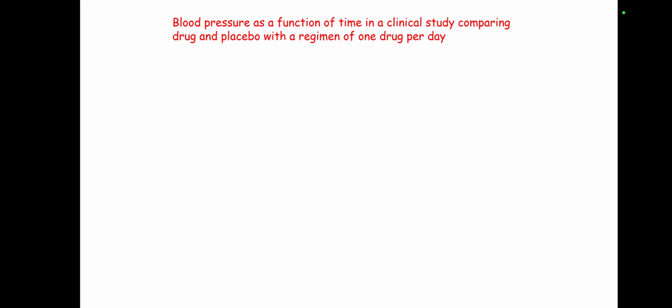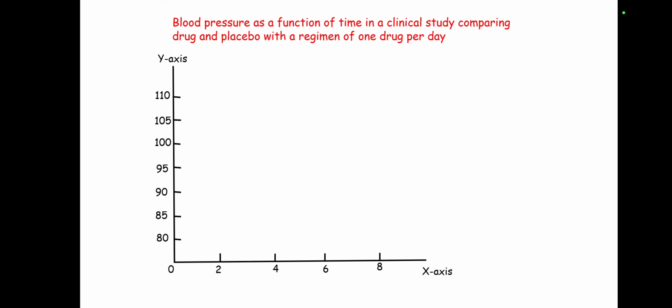Yes, on the y-axis will be the dependent variable, that is the blood pressure, and on the x-axis it will be not the drug but the time. Here it is written one drug per day, so a week's time will be there. So 1 week, 2 weeks, second, third week, like that.